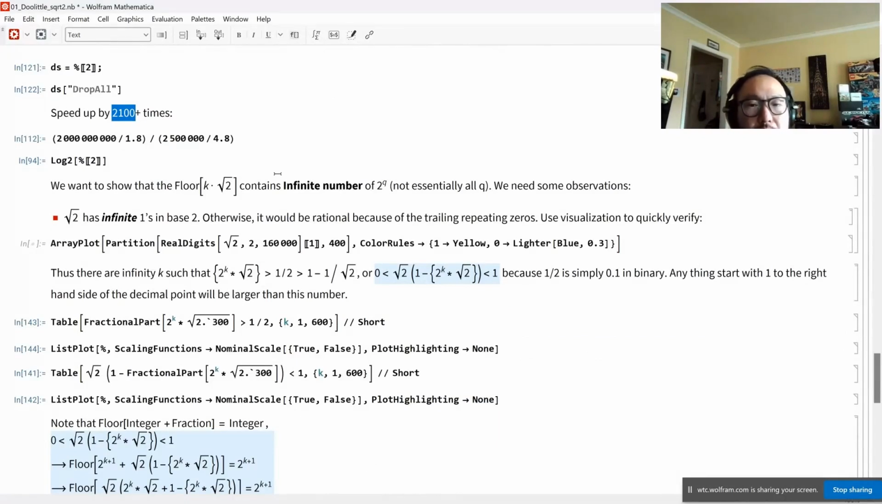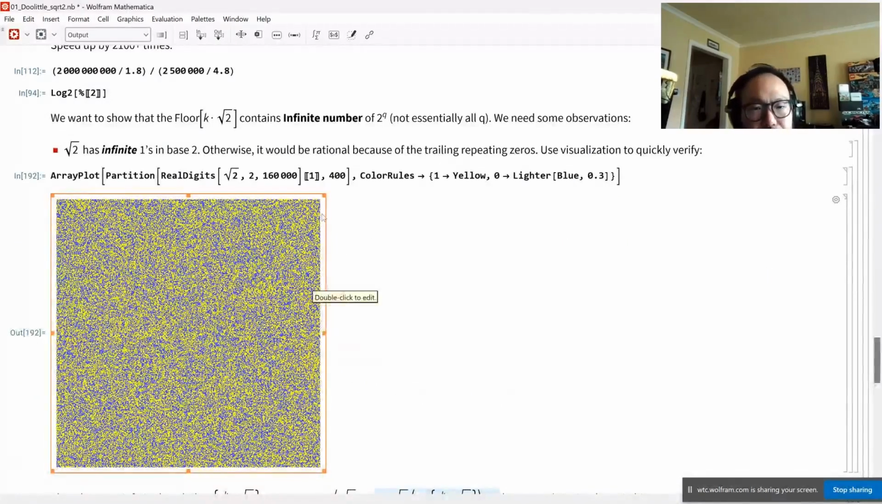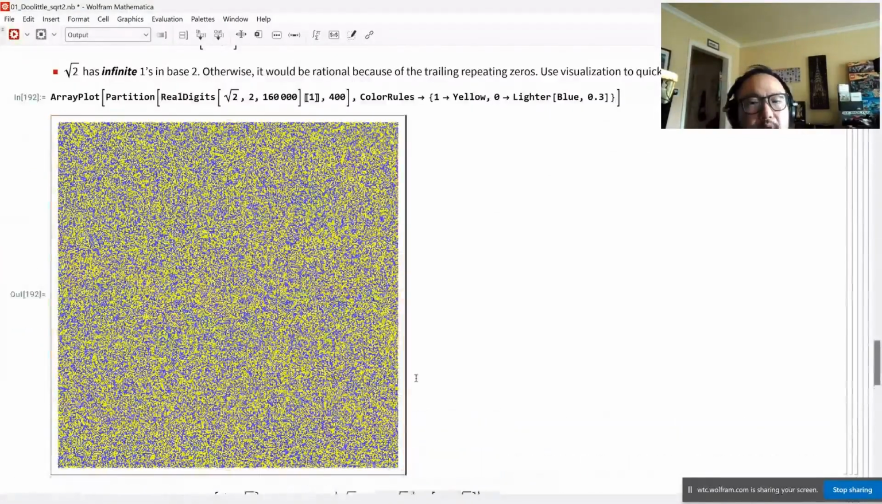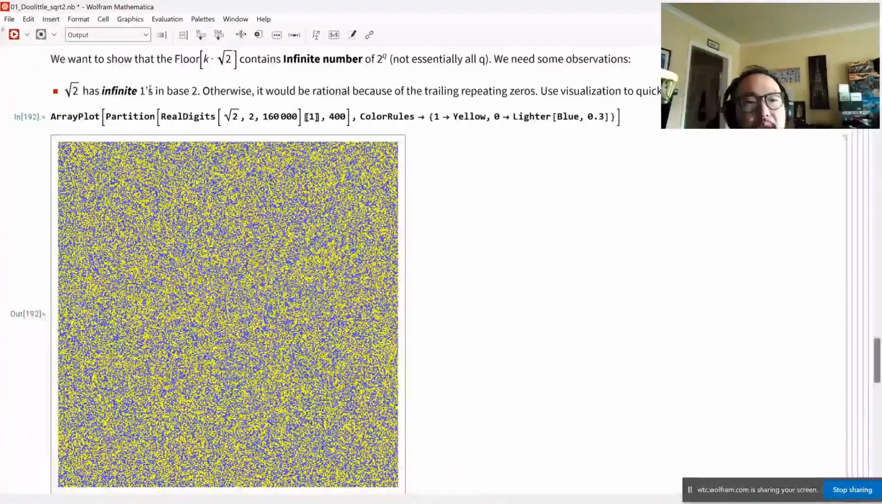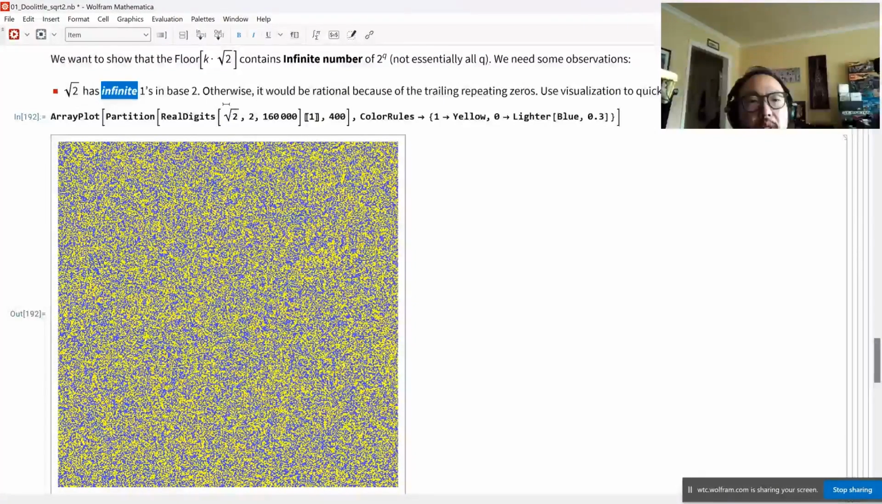Why is there an infinite number of candidates that work? First we want to show that there's no pattern, and the essential condition for no pattern is you must have infinite ones in base 2 for square root 2. Otherwise, if there is a finite number of ones, then eventually you will have all zeros to the right-hand side. All zeros means it's rational, so it's a contradiction. So we must have an infinite number of ones in base 2.